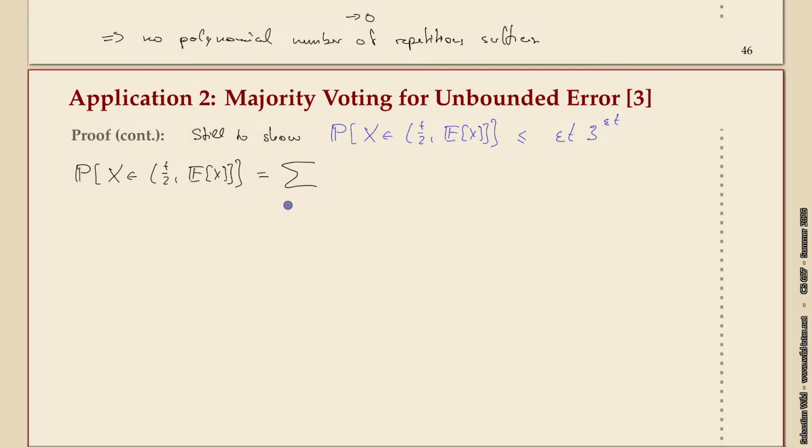The values for x range from the lower bound, so t/2 excluded, so let's say t/2 plus 1, up to the expected value, which is p times t. But we know what p is. That's 1/2 plus epsilon. So we have t/2 plus epsilon t here. There's a plus-minus rounding issue here that I'm trying to sweep under the rug to not make the calculation uglier than needed.